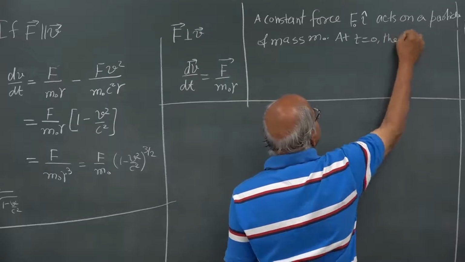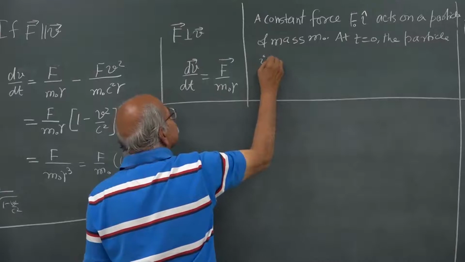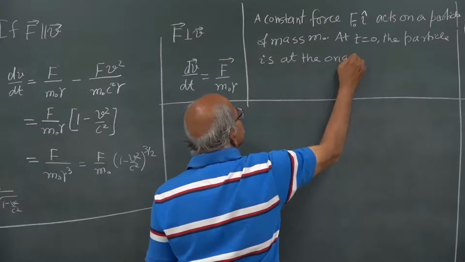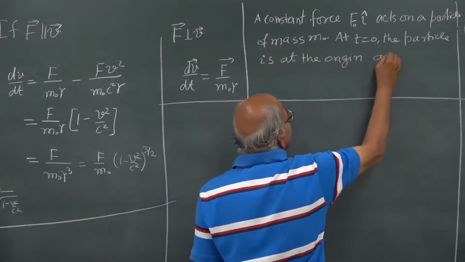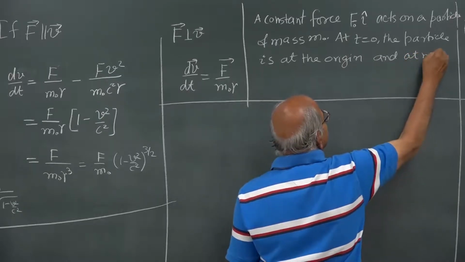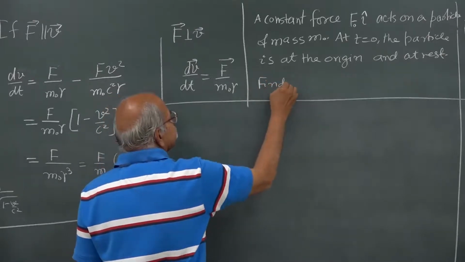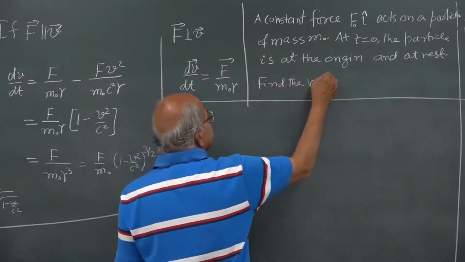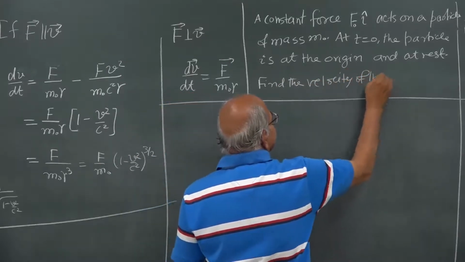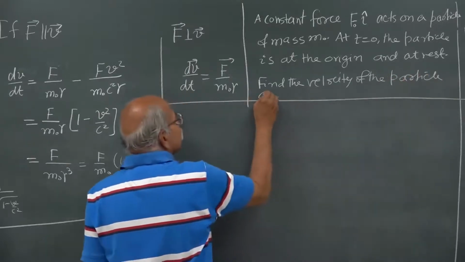The particle is at the origin and has 0 velocity and is at rest. So you have to find the velocity of the particle as a function of time.